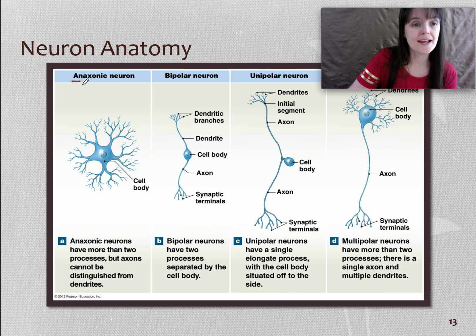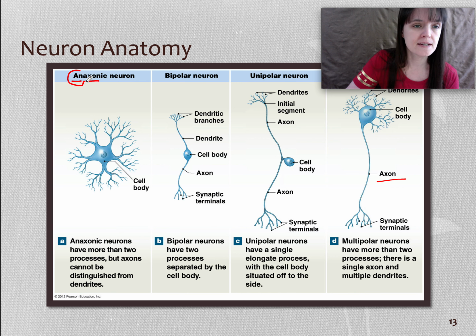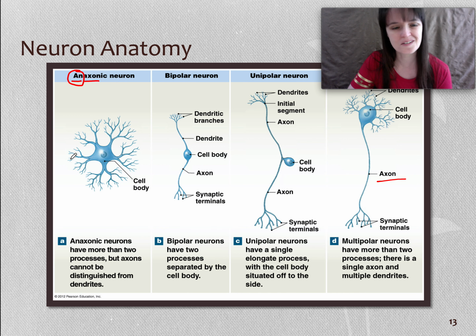Okay, so anaxonic. We know that an axon sends information. This is a multipolar neuron, like the one we've been drawing since the beginning. An means without, so it's without an axon. It's got an axon, but you can't tell which one it is. That's why it's called anaxonic. These are found in the brain and special sense organs.